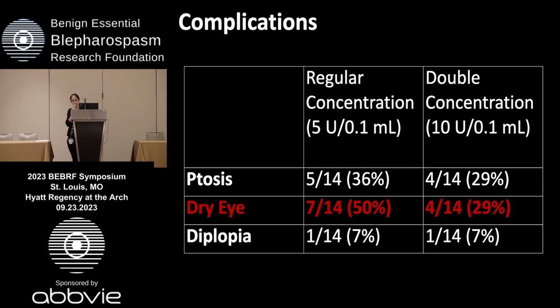Half of the regular concentration group reported pretty significant dry eye after their injections, compared to only 29% in the double concentration group. There were similar rates of droopy eyelid or ptosis and double vision between these two groups.